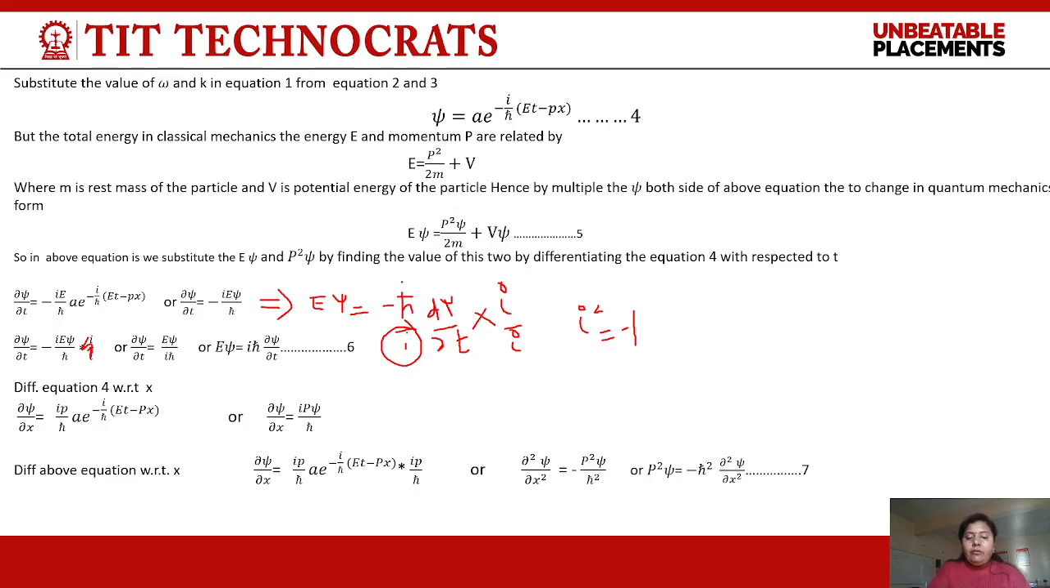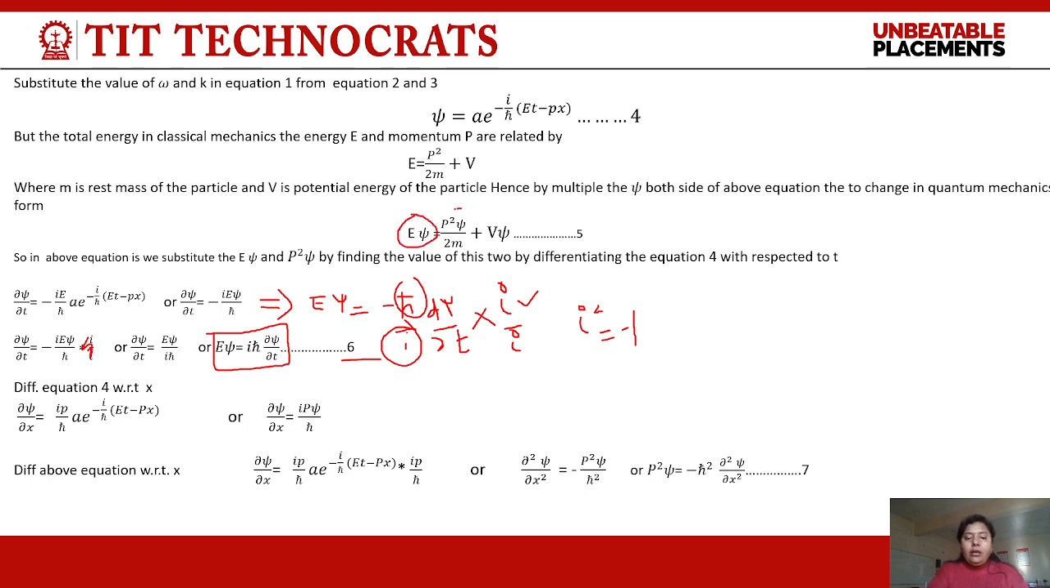After that, what is left? h cut is left, del psi by del t is left, and this iota is left. So what is the value I will get? I will get E psi is equal to i h cut del psi by del t, and this is my equation number 6. Now I have the value of E psi for this equation.